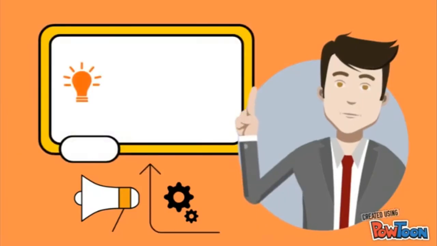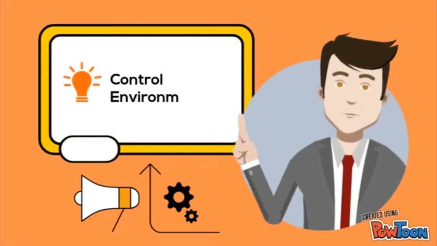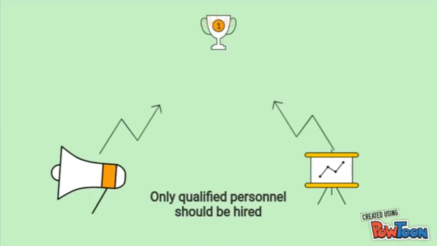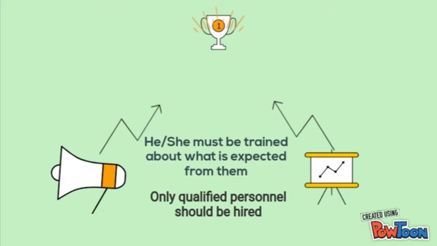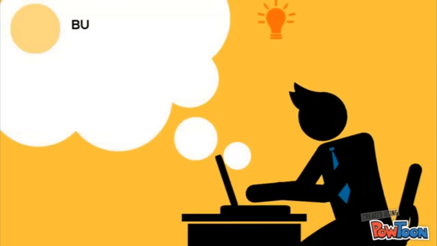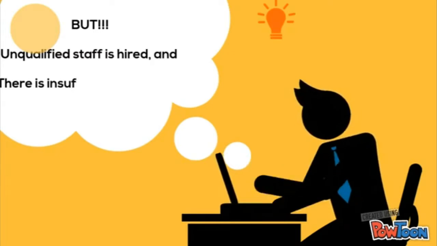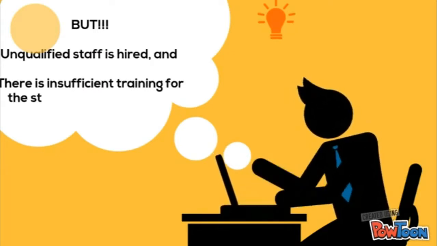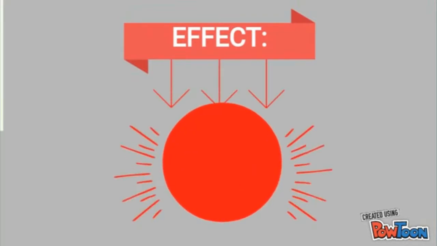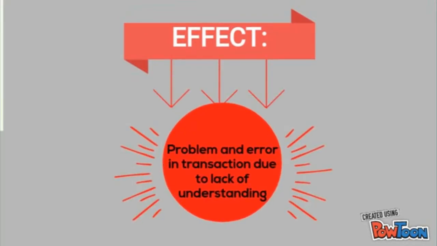We will move to the problems. The first problem is control environment. Only qualified personnel should be hired, and he or she must be trained about what is expected from them to comply with the control environment. But unqualified staff is hired and there is insufficient training for the staff to accomplish their task. So, it will lead to problems and errors in transactions due to lack of understanding.